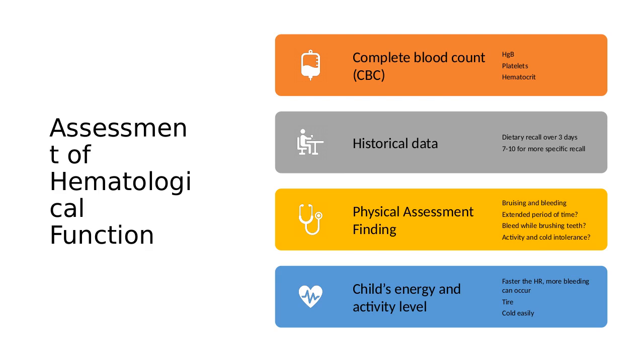Child's energy and activity level. So the faster the heart rate, the more bleeding can occur. How quickly do they tire? And again, are they getting cold easily? Are they the kid that gets cold fastest in class and always has to put on their sweater? Are they the child that the parent has to pack a sweater or a sweatshirt with to school, even when it's June? So these are important questions to be asking the child's caregiver, or the child if the child is old enough to answer.